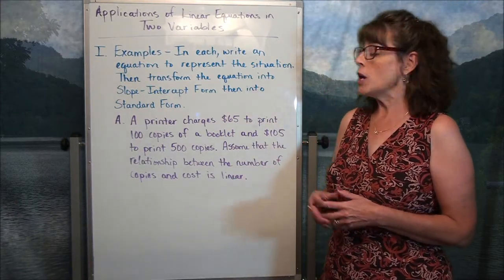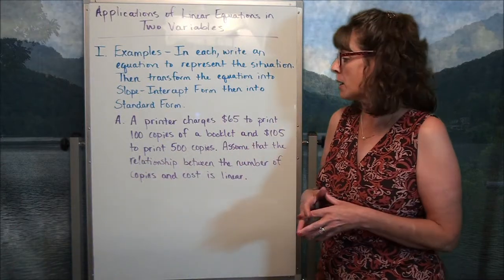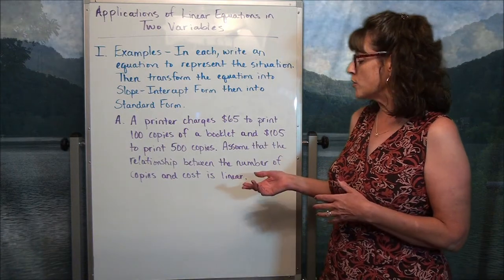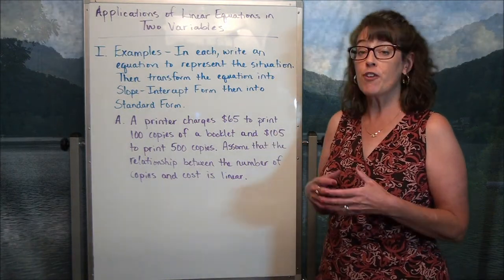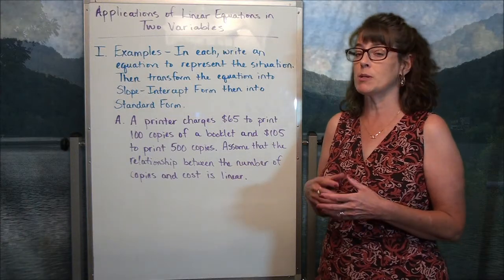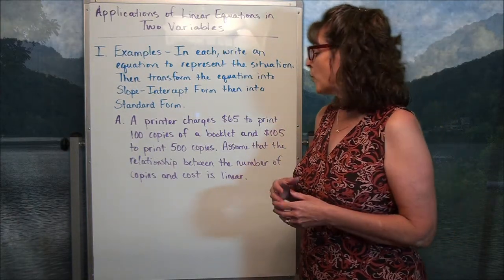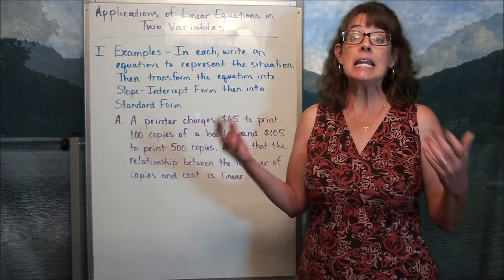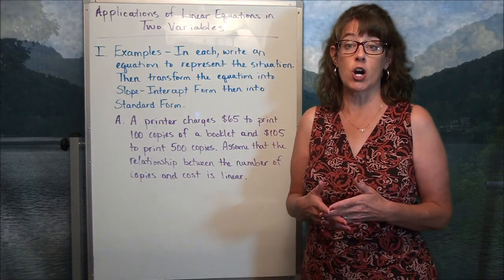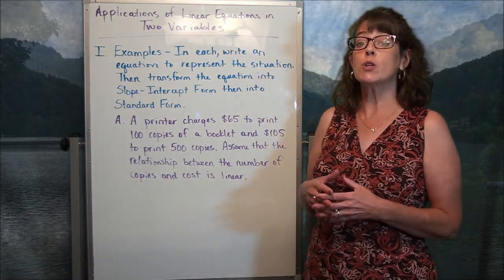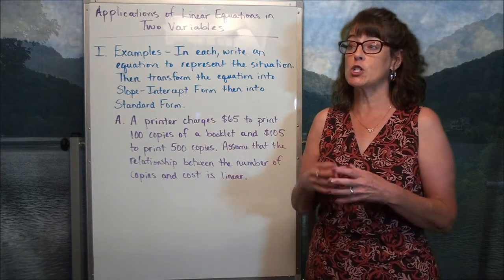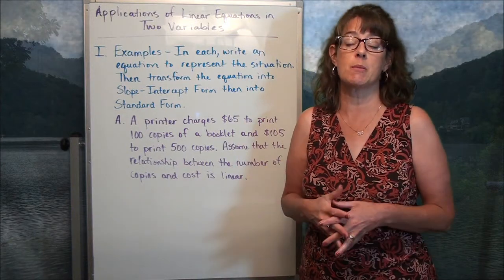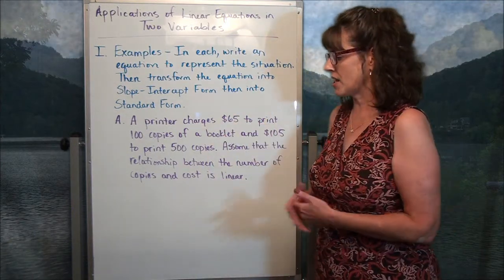So in this first one, we've got this printer company. A printer company charges $65 to print 100 copies of this booklet. But it'll also charge $105 to print 500 copies. So we want to write an equation that will get us this relationship so that we can figure out, okay, any number of copies that I want to print, how much is it going to cost me? So the equation will really help us quickly say, all right, here's how many copies I want, put it into the equation, and that's going to tell us how much it's going to cost. Rather than go with this kind of thing that I've got.